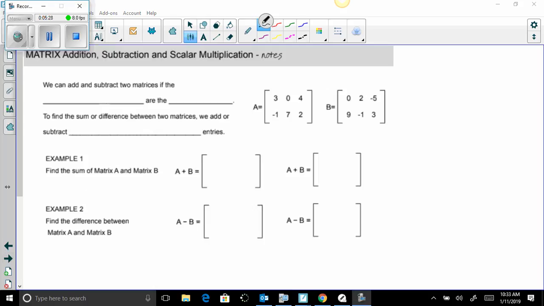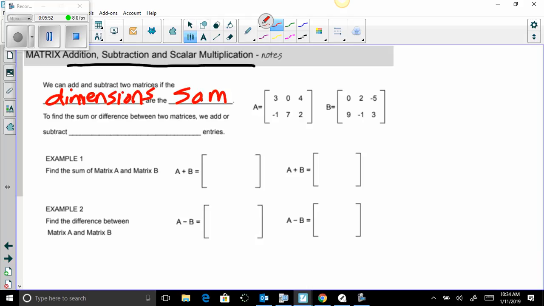Let's go ahead and get into matrix addition, subtraction, and multiplication. Those are the only mathematical operations that we need to understand when dealing with matrices. We can add and subtract two matrices if the dimensions are the same. The dimensions must be the same, meaning they must have the same row by column dimension in order to add or subtract them. To find the sum or difference between two matrices, we add or subtract corresponding entries.